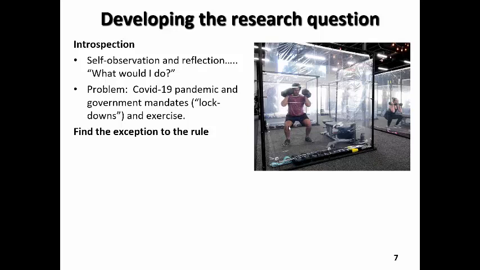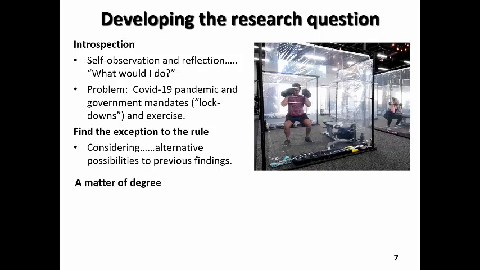Another approach to take is typically to find the exception to any given rule. And what this basically means is that the researcher should consider all alternative possibilities to previous findings, even if some of those possibilities may sound not very doable or even absurd, but such ideas should not be taken off the table until they're further explored.